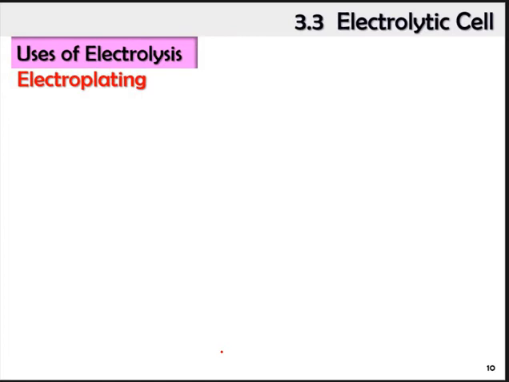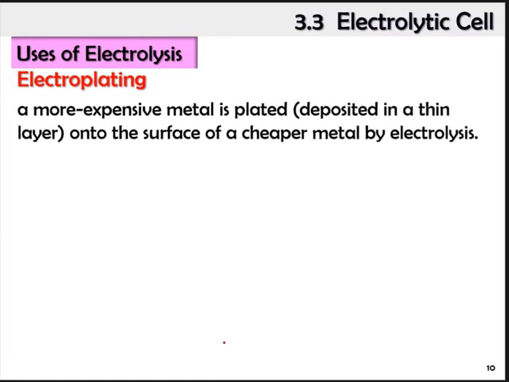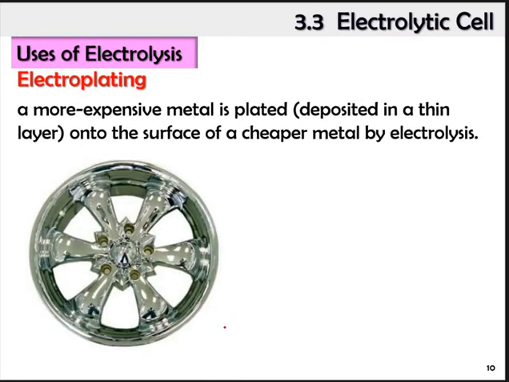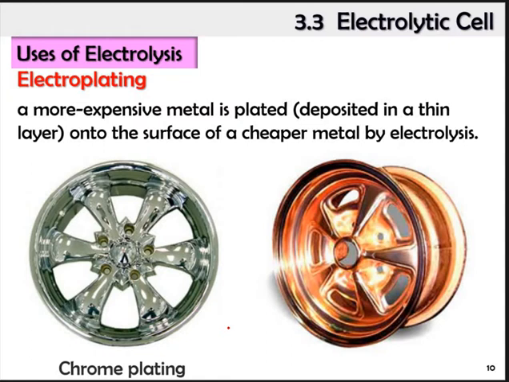Okay, and then another one is electroplating. A more expensive metal is plated, deposited in a thin layer onto the surface of cheaper metal by electrolysis. Contohnya chrome plating, and then ada lagi copper plating. So maksudnya daripada metal yang biasa, dia coat dengan metal yang lagi menyebabkan dia akan jadi more expensive.